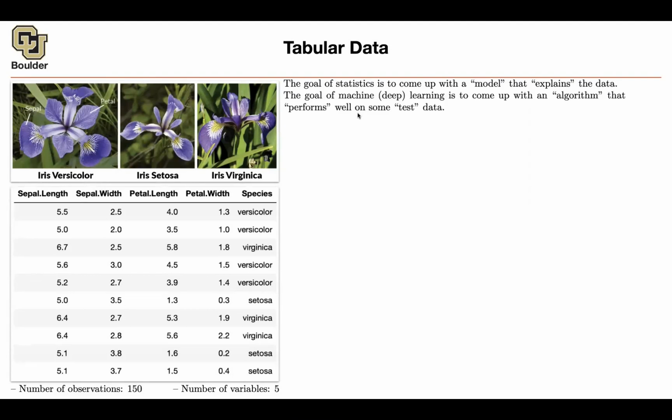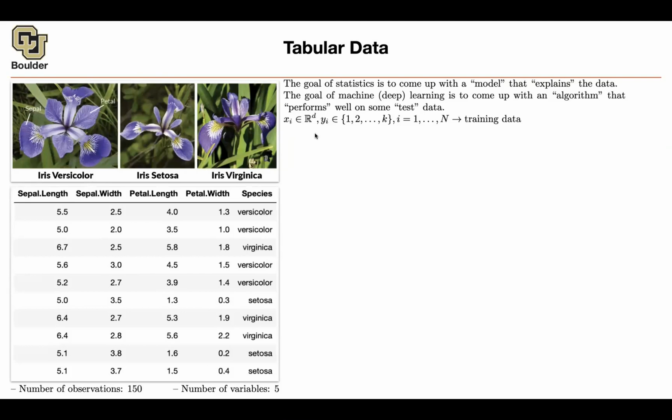But this is a machine learning course. What is the objective here? You want to come up with an algorithm, and sometimes I'm going to say algorithm and model interchangeably, that performs well on some test data. So that's your objective. These two fields, statistics and machine learning, have different aims and different objectives, but they might be using similar tools. One is trying to do prediction and basically replace the scientist. That's the idea with machine learning.